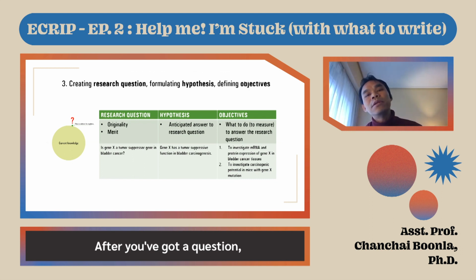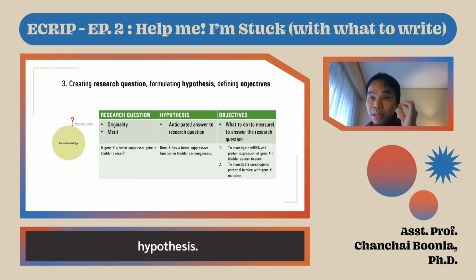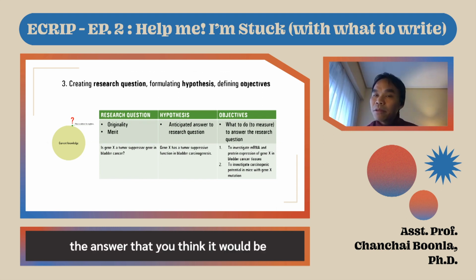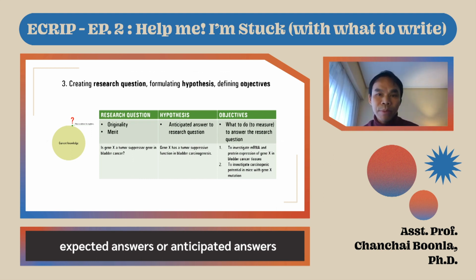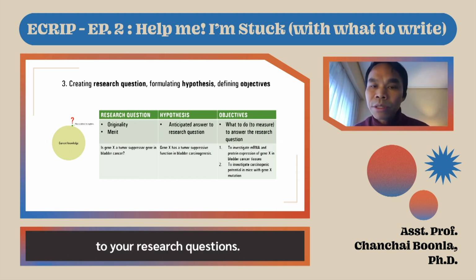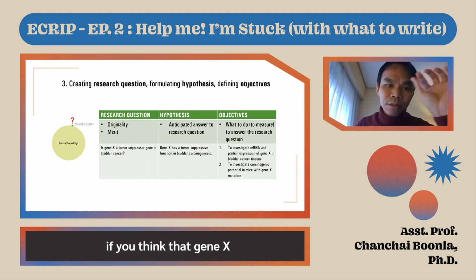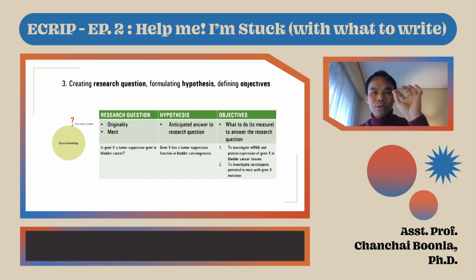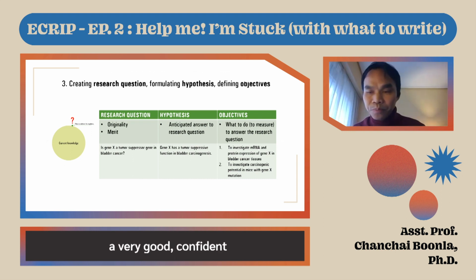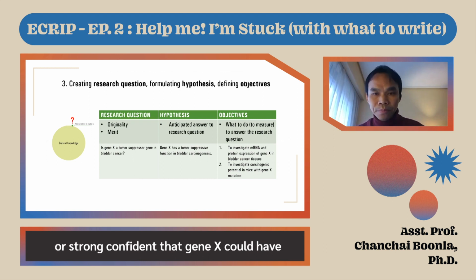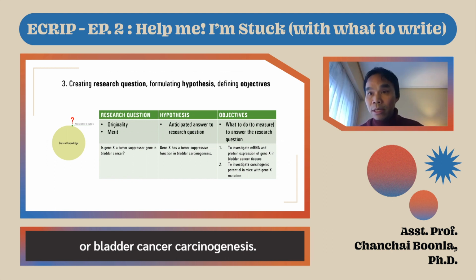After you got a question, you need to make a hypothesis. Hypothesis means the answer that you think it would be, the expected or anticipated answer to your research question. For example, you ask whether gene X might be a tumor suppressor gene in cancers. After you do a literature review, you have strong confidence that gene X could have a suppressive role in tumor or bladder cancer carcinogenesis.